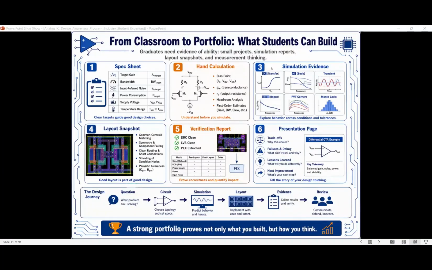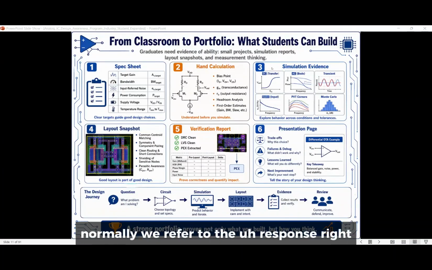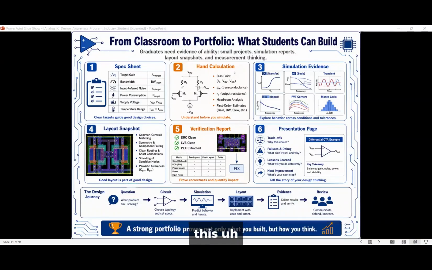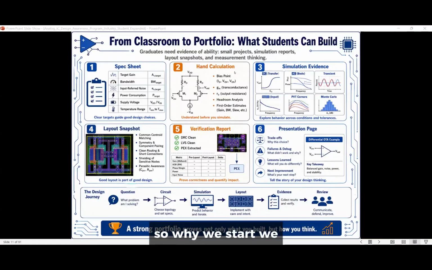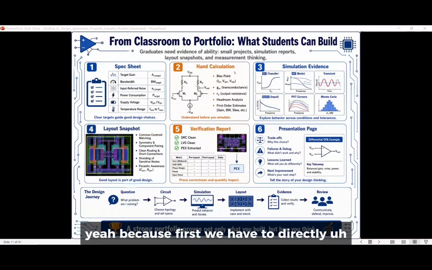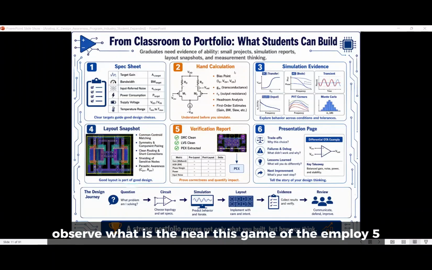So what is the ability of one transistor? Normally, we refer to the response, right? The current-voltage relation, right? And then when we build this circuit, we will think about the high frequency response of this circuit. So what is the gain and the phase of this circuit? So why do we have to study this? Because first we have to directly observe the gain of the amplifier.